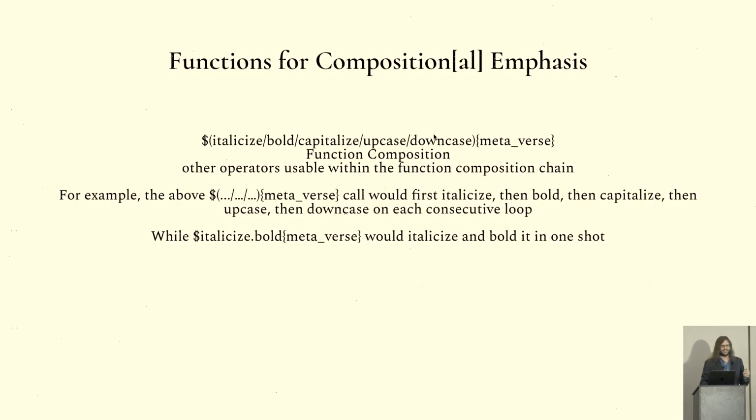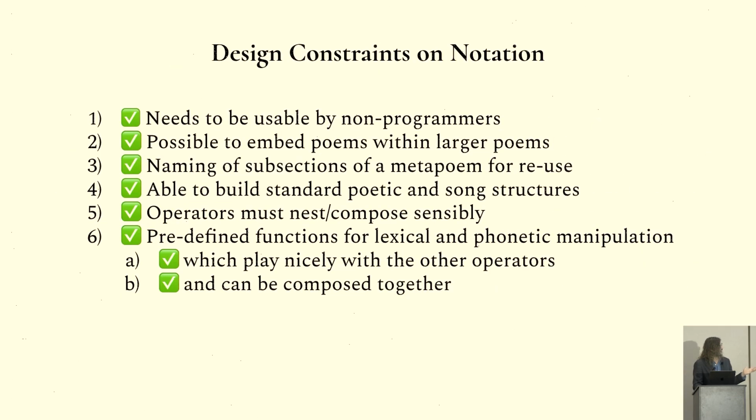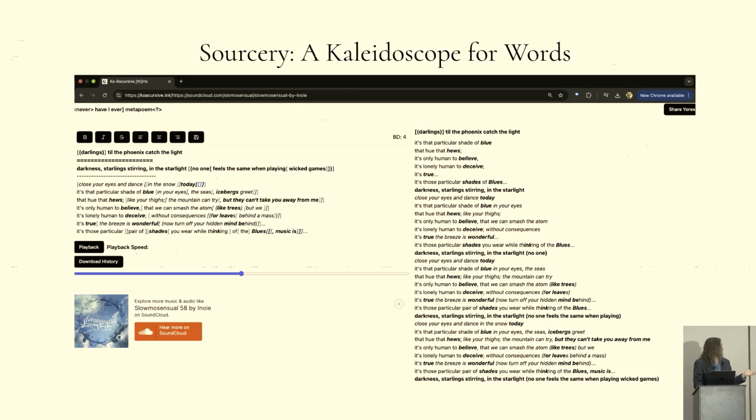So our delayed insertion cuts and alternations can act almost like light macros as well. And if we want to combine them, we can compose them together with a dot notation. So this italicize.bold means both italicize and bold what's inside. So we've got a little operator cheat sheet here, but we don't need to look at that right now. So now we've met all of our design constraints. We've got pretty much everything covered.